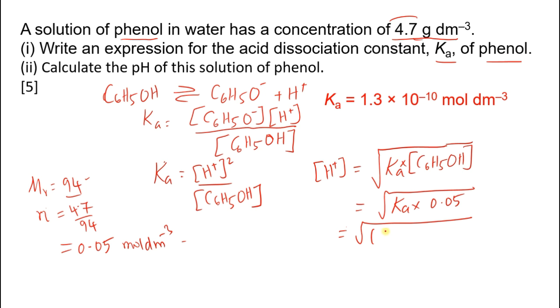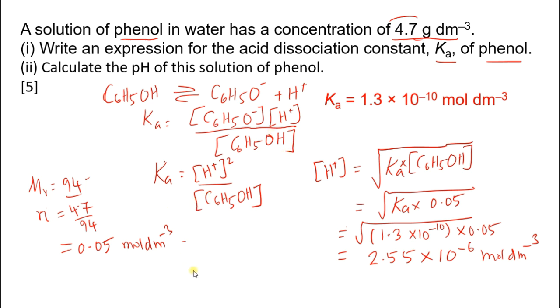Okay, so Ka is 1.3 times 10 power minus 10 times 0.05. So substituting the values of Ka and the concentration of phenol, you get 2.55 times 10 power minus 6. So we have got the hydrogen ion concentration.